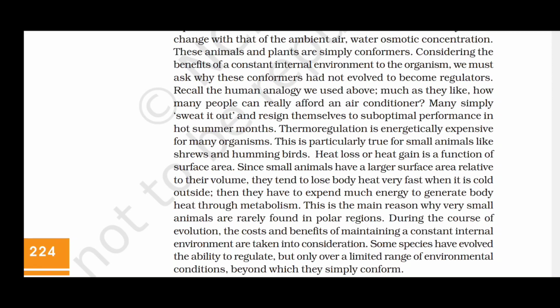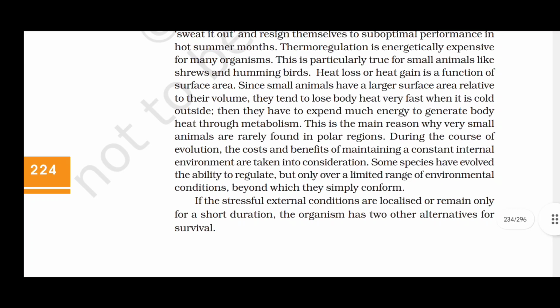During the course of evolution, the costs and benefits of maintaining a constant internal environment are taken into consideration. Some species have evolved the ability to regulate, but only over a limited range of environmental conditions, beyond which they simply conform.